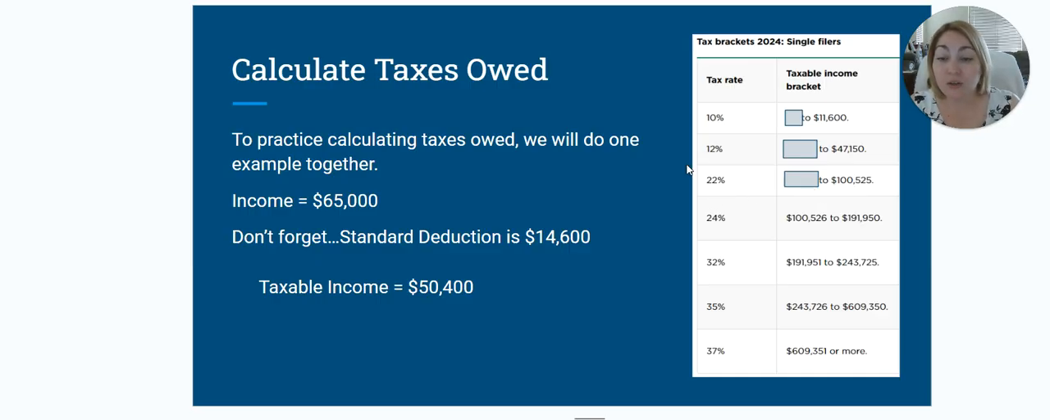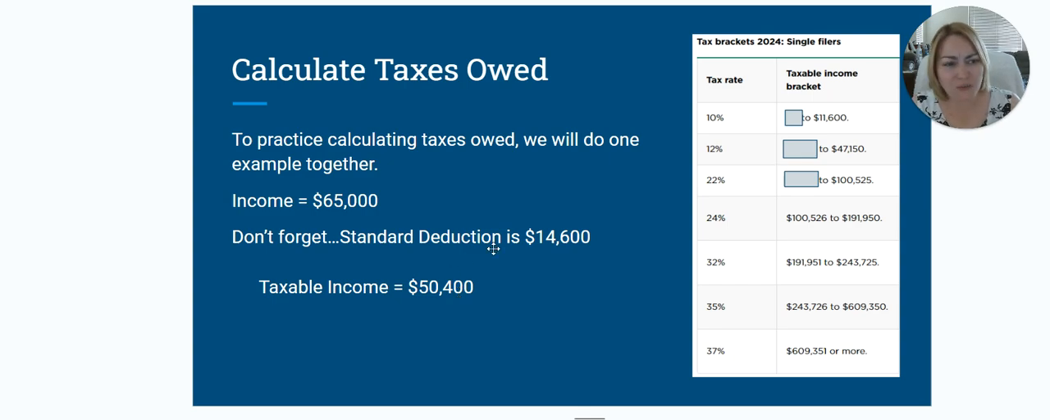All right, so next what we want to do is start taxing our income. So my taxable income is $50,400. So what I'm going to do is, figuratively speaking, take my money and put it into the first tax bracket, okay? That pocket will only hold $11,600 of my income, okay?